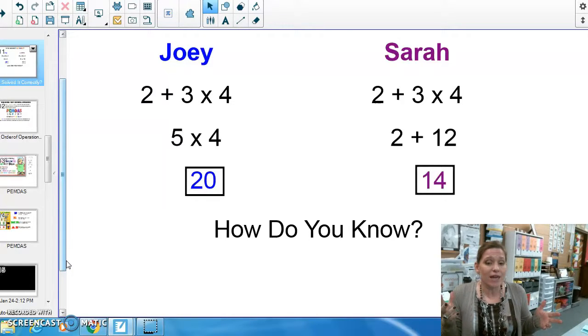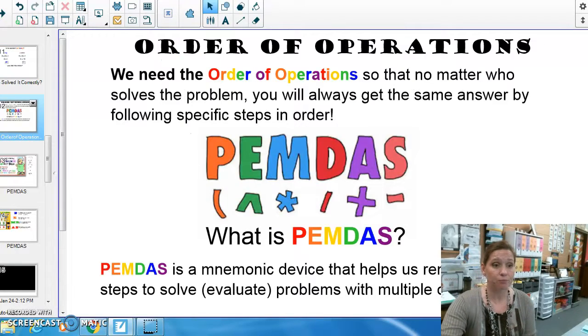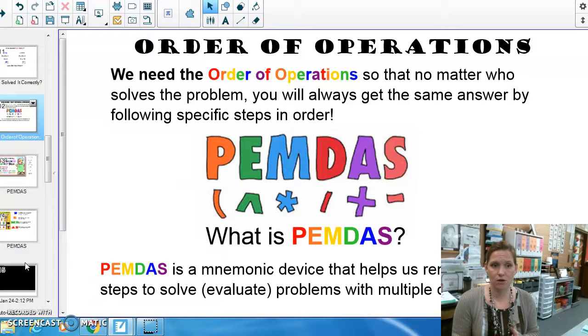So if we have the same numbers and we have the same operations, but we can come up with different answers, we need to figure out a way so that no matter who does the problem, we all get the exact same answer. So somebody came up with the idea of, okay, let's do what's called the order of operations. Here's the order you should do things in so that we all get the same answer. So, order of operations. Purpose, to make sure that no matter who solves the problem, we're always going to get the same answer, as long as we follow the specific steps in order.